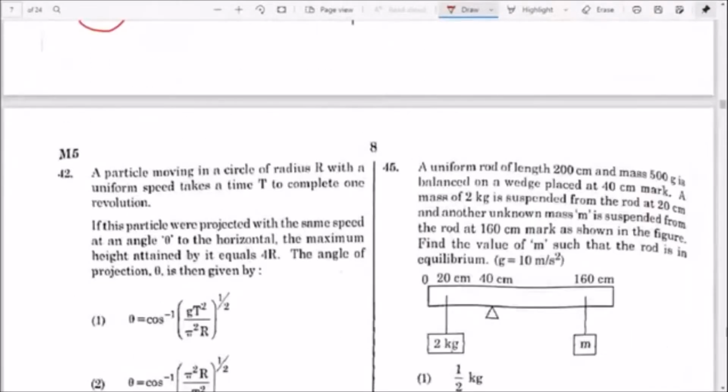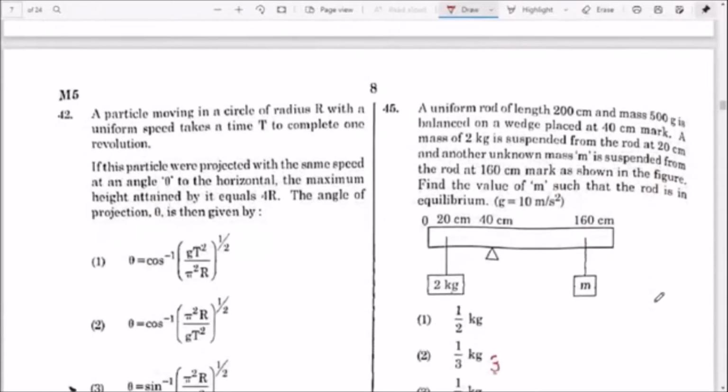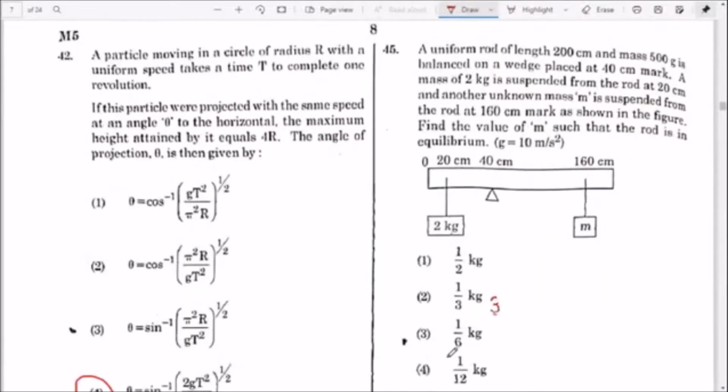Next, question number 45. A uniform rod of length 200 centimeters and mass 500 grams is balanced on a wedge placed at 40 centimeters mark. A mass of 2 kg is suspended from the rod at 20 centimeters and another unknown mass m is suspended from the rod at 160 centimeters mark as shown in the figure. Find the value of m such that the rod is in equilibrium. We know that g equal to 10 meters per second square. So what is the answer? Option number 4, that is 1/12 kg is correct option, students.